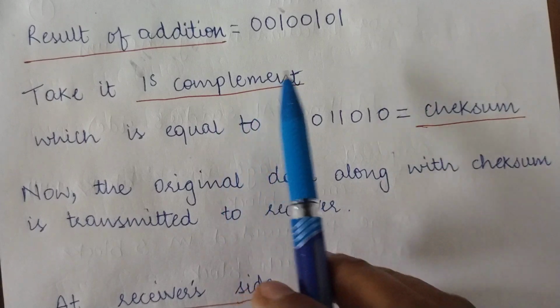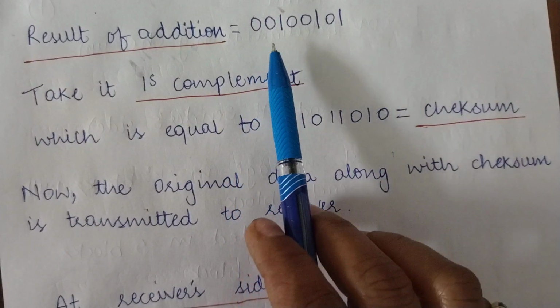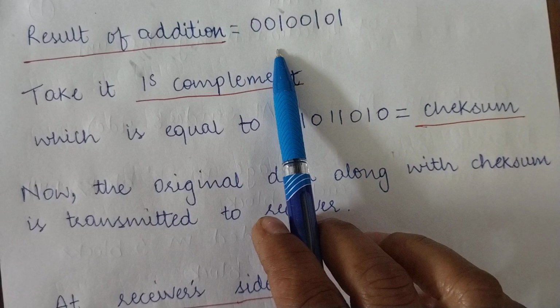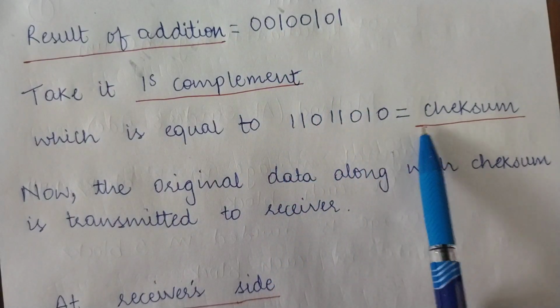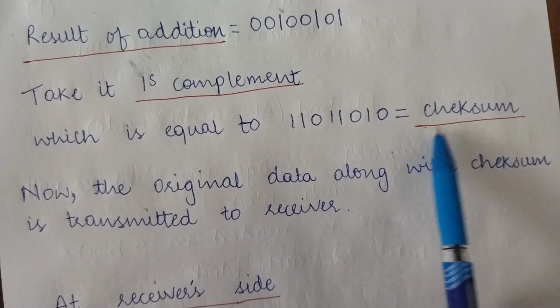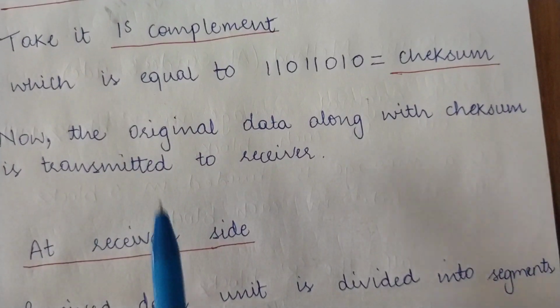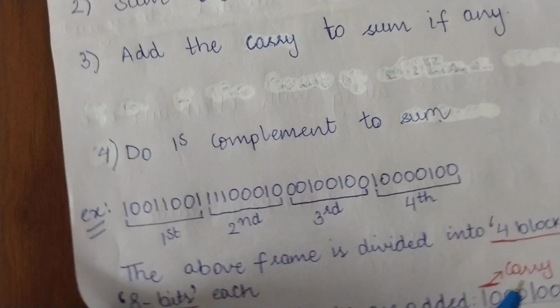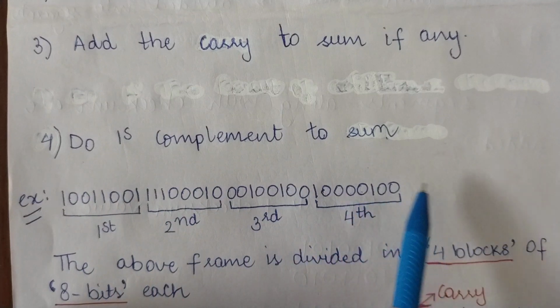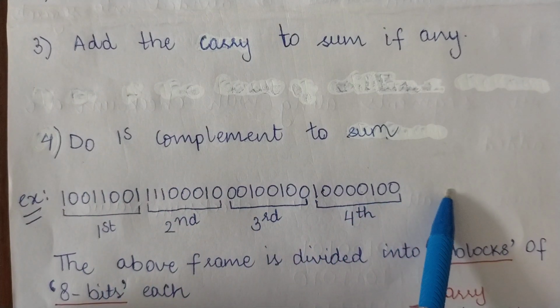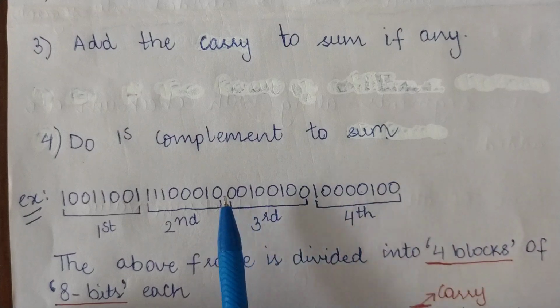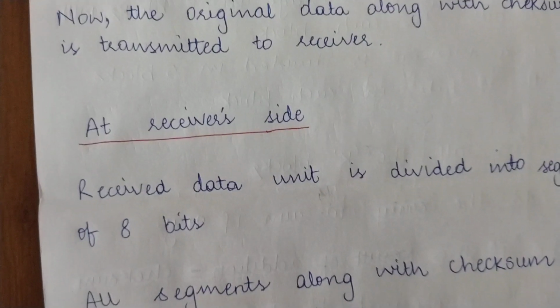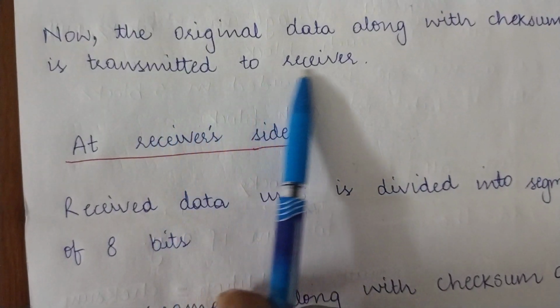So that means after taking out the ones complement of the result of addition of the k blocks of n bits each, what I get is the checksum. So this is my checksum. Now the original data along with the checksum is transmitted to the receiver. That means this is the original data that we are talking about, and the checksum will be appended with this original data. You will append the checksum at the end of this original data, and then this original data appended with the checksum is transmitted to the receiver.